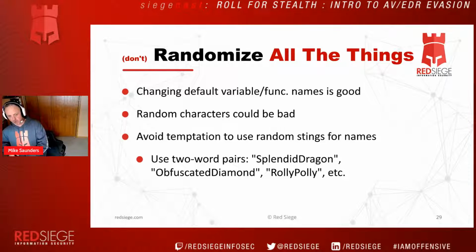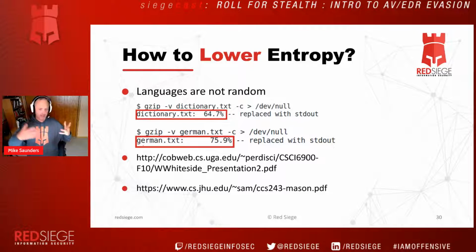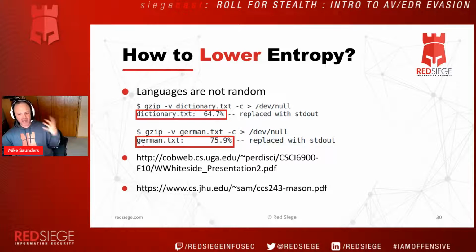Now, more on entropy. We said that random data is high in entropy. Encryption drives up entropy. So how do we counter that? Well, let's consider something. We know that languages are not random. And I'm talking about languages like English, German, French, Spanish. They are not random. And we can test this.